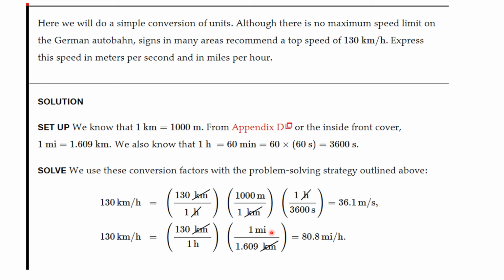Similarly, I can use the conversion between miles and kilometers to make the kilometers cancel, and if you're going 130 kilometers per hour, you're going 80.8 miles per hour. This is known as dimensional analysis, and that's one of the important skills that I'm sure we will be testing you on in LSAs as well as HSAs.